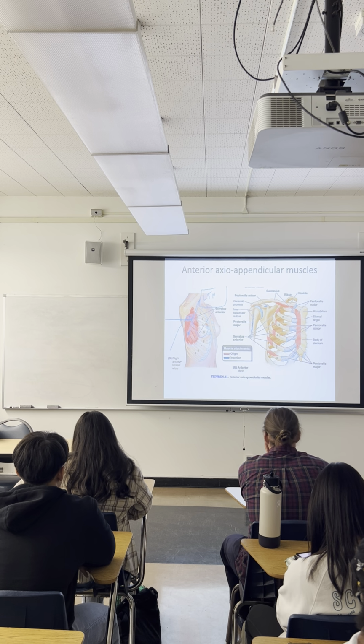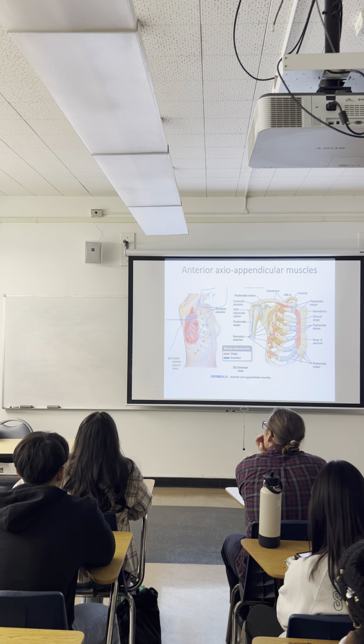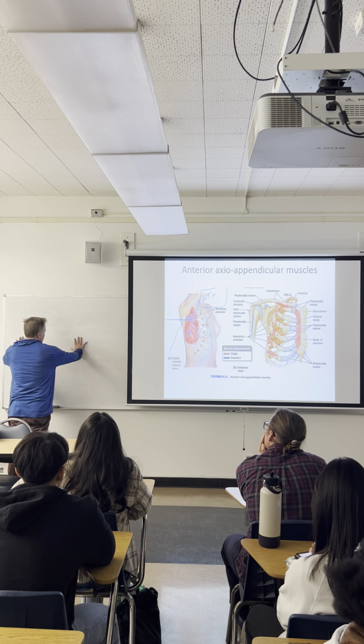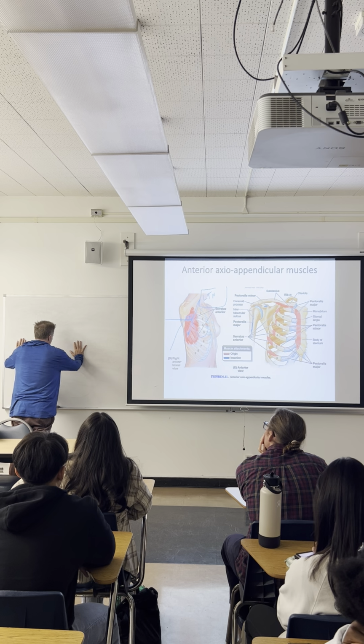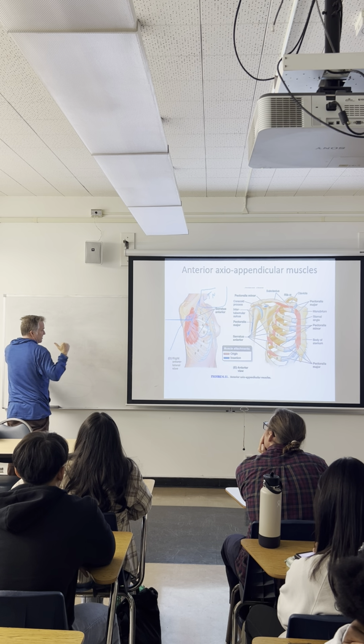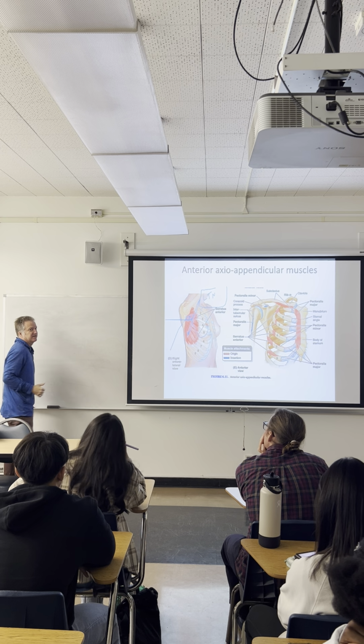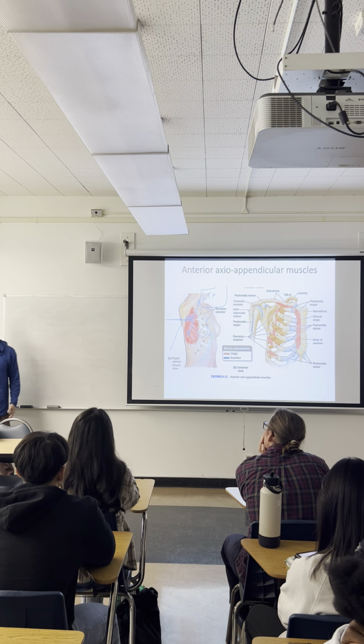And if you do, then you get what's called a wing scapula. If you have the patient press their arms against the wall, the side of the damaged thoracic nerve will wing out. The scapula will wing out. We call that wing scapula.